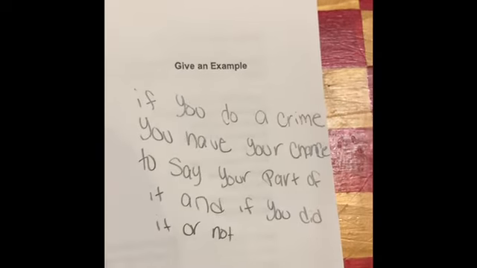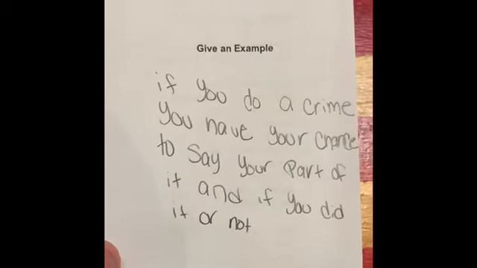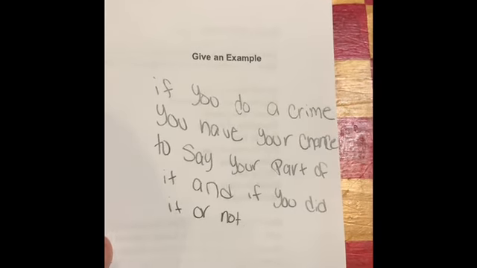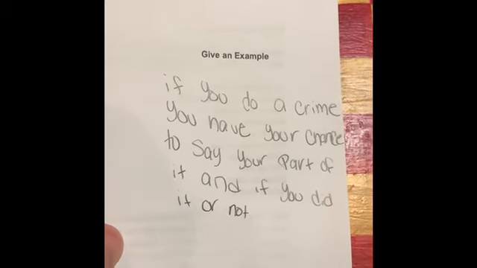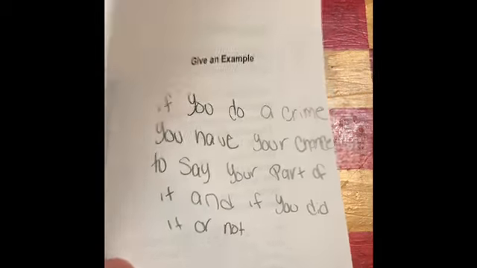An example, if you do a crime, you have to have your chance to say if you did it or not. We're going to have the actual term for this coming up, but this is an example of due process of law. It's a specific term we have coming up soon, but that term is an example of due process of law, so this works out great.